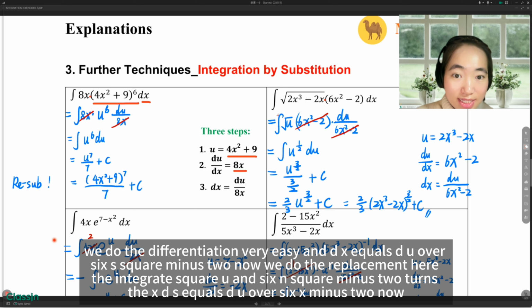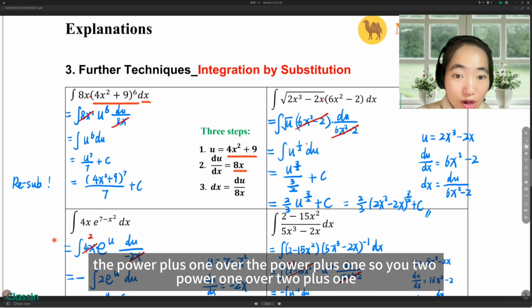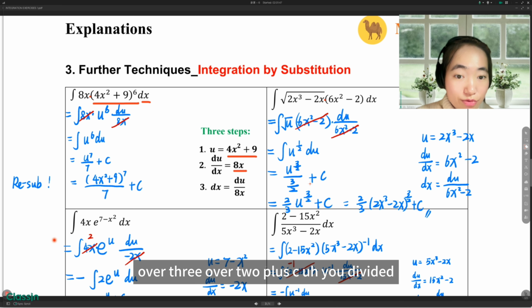Now we do the replacement. Here, to integrate square root u and 6x squared minus 2 times dx, which equals du over 6x squared minus 2. Now we can cancel these two. So the result will be u to the power of 1 over 2 du, because square root u equals u to the power 1 over 2, and du. This is quite easy, right? The power plus 1 over the power plus 1. So u to the power 1 over 2 plus 1 will be 3 over 2, over 3 over 2, plus c.